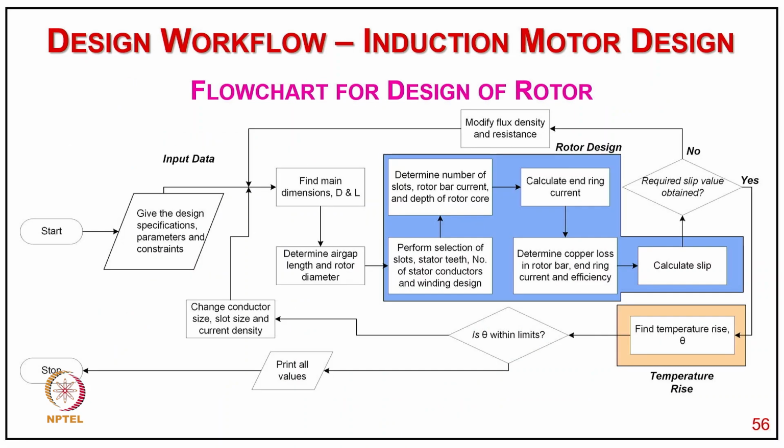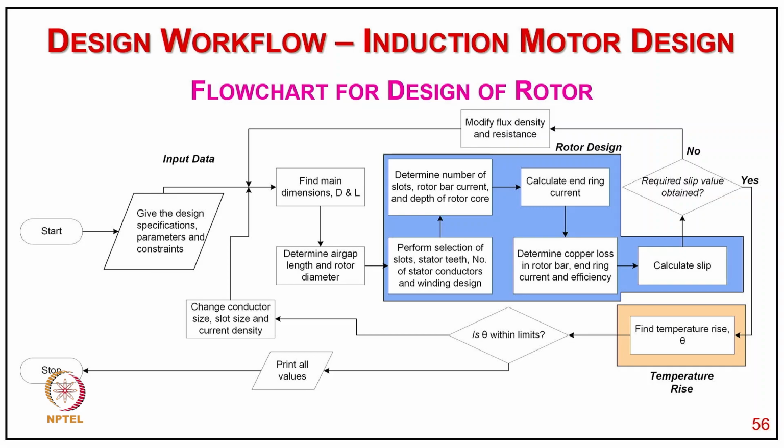Now, coming to the design of the rotor, as a flow chart for rotor design, we start from the design specification, parameters, and constraints. So, we find the dimensions D and L, determine the air gap length and rotor dimensions. Then we determine the slots, rotor bar current, depth of the rotor core, and calculate the end ring current. Then determine of course the losses in the rotor, typically winding loss in the rotor bar, end ring current, and efficiency.